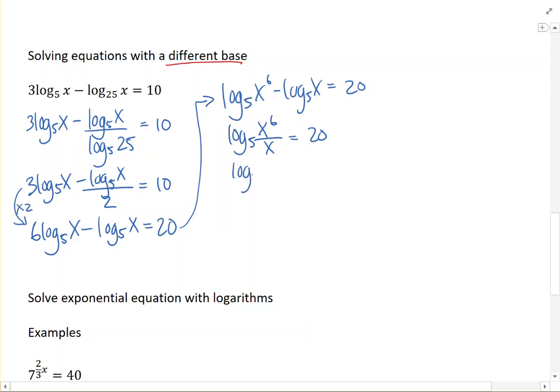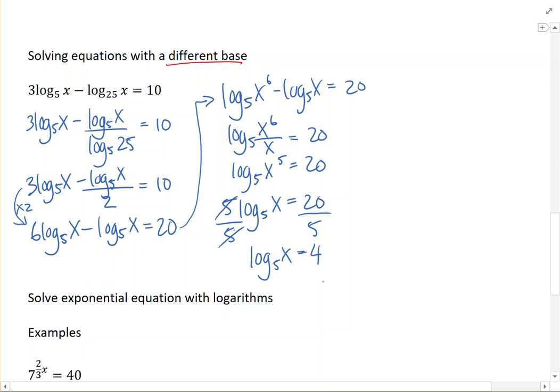So therefore we have log base 5 of x to the 5, not x to the 6, equals 20. I'm going to use the power law and just move that 5 back out. So 5 log base 5 of x equals 20. I'm going to divide by the coefficient to get rid of that 5. So we're left with log base 5 of x equals 4.